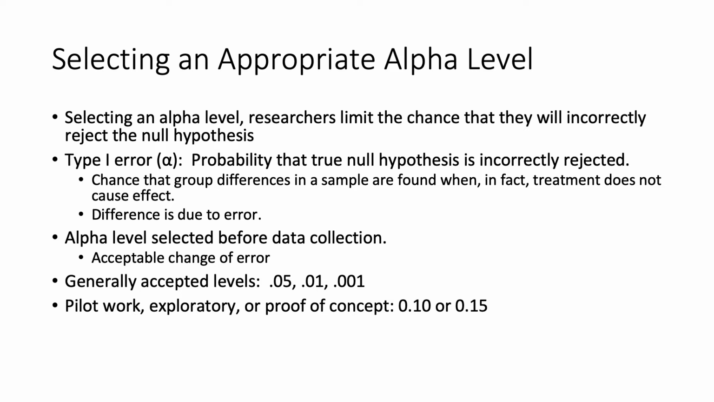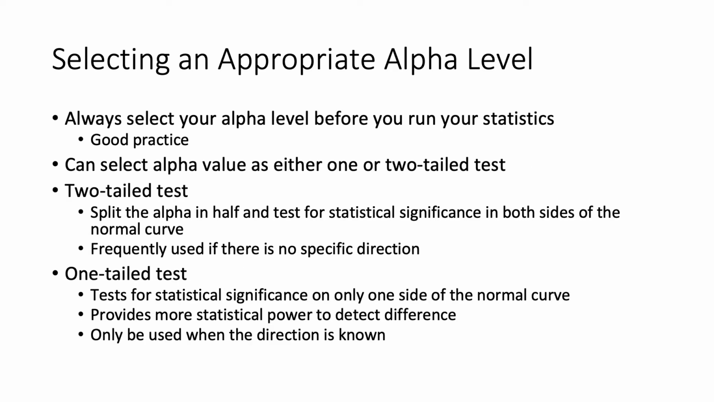However, if a researcher is doing pilot work, exploratory work, or proof of concept studies, they may use an alpha level of 0.10 or 0.15. For any beginners in statistics, and as mentioned in the previous slide, you need to select your alpha level before you run the statistics rather than after, as this is good practice.